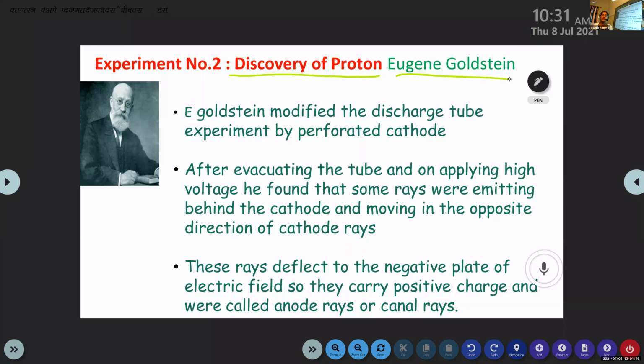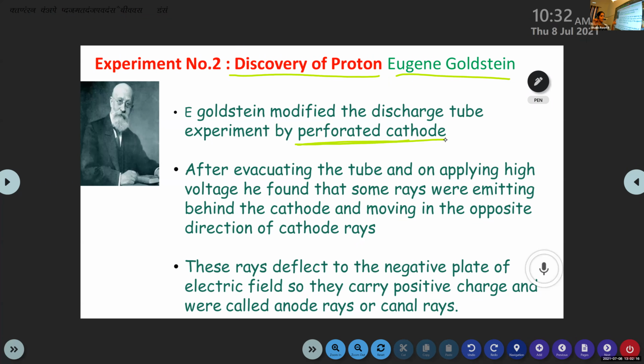Okay, it's similar to the cathode ray discharge tube experiment, with certain modifications to that discharge tube. That means the cathode used in the previous experiment is now in the form of a perforated one. We just apply certain holes in that cathode. The same cathode ray discharge experiment, with a perforated cathode with certain holes. Clear?